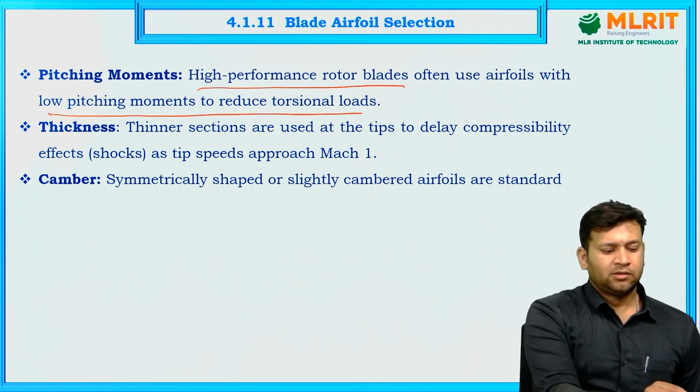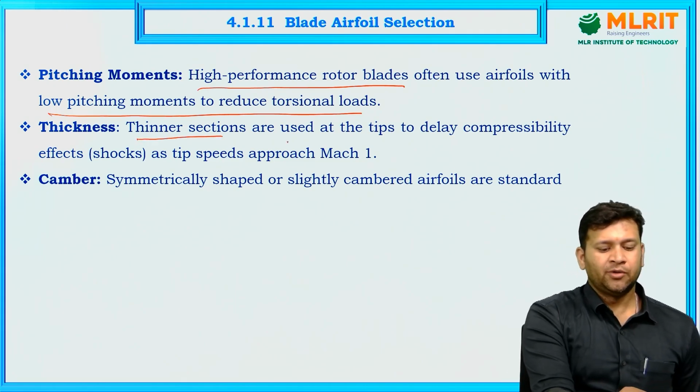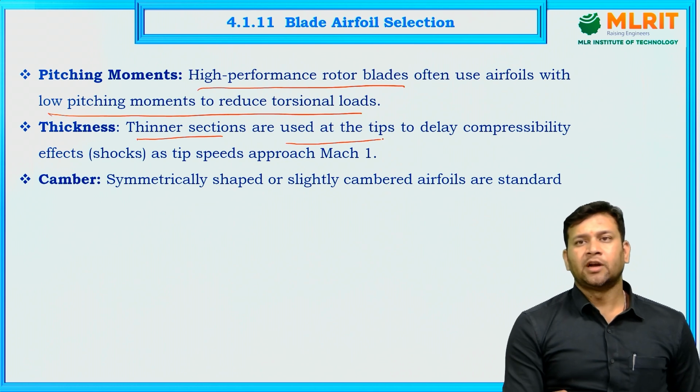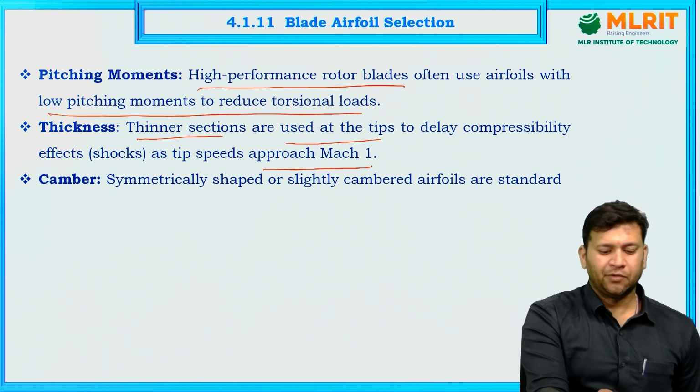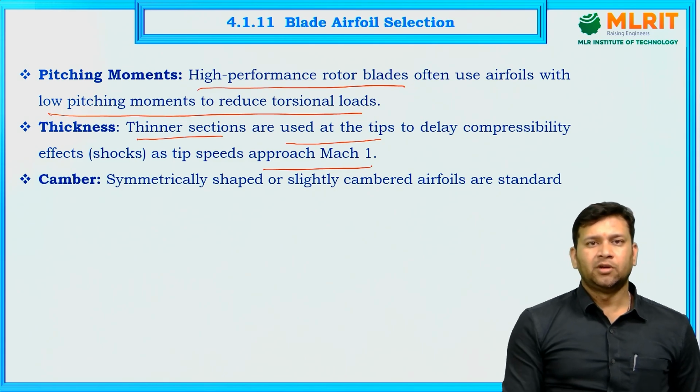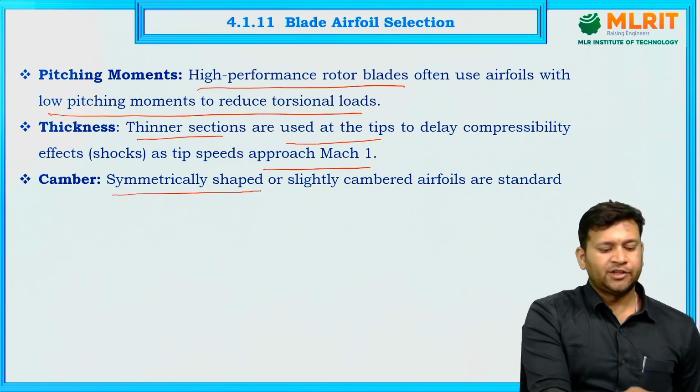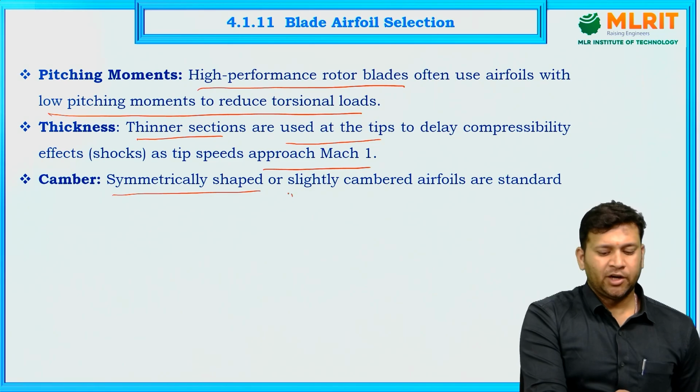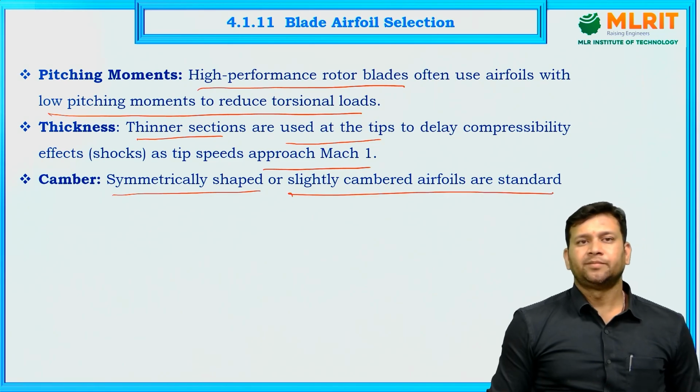Thickness: thinner sections are used at the tips to delay compressibility effects as tip speeds approach Mach 1. Camber: symmetrically shaped or slightly cambered airfoils are standard.